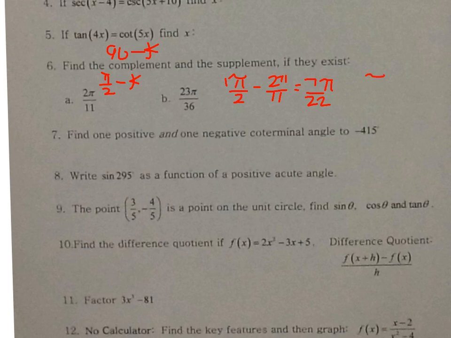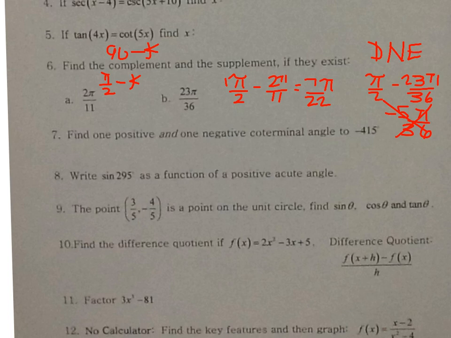So this is the complement. So it's pi over 2 minus 23 pi over 36. So type in 1/2 minus 23 over 36. And remember, you're going to have pi in your answer. So what we actually get is negative 5 pi over 36. So remember, complement and supplement have to be two positive angles that add to 90 or 180. So this is negative, so this would be D and E, does not exist, the complement.